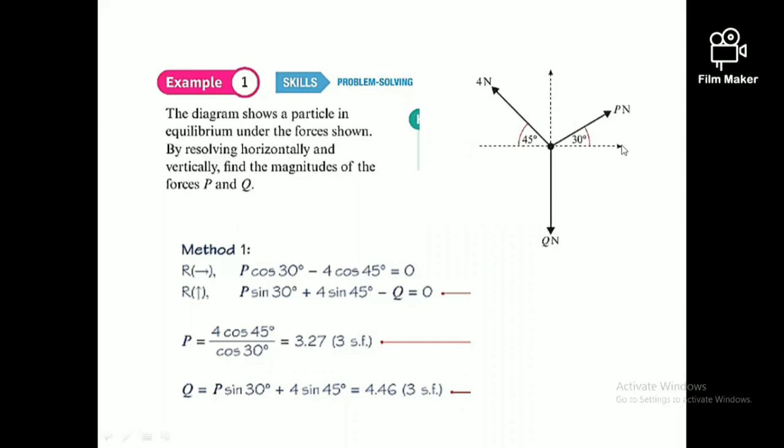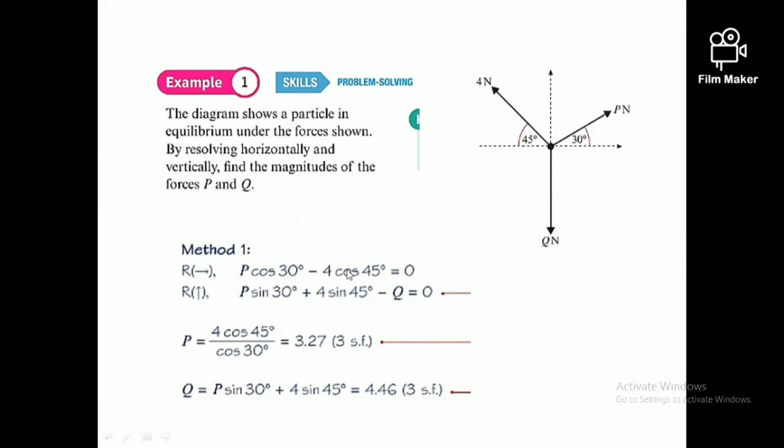Then if you consider the horizontal forces, what are they? This component and this component. There is no other involvement. You have to understand another concept: vertical forces do not involve horizontals, and horizontal forces do not involve verticals as components, right? Then the horizontal forces: P cos 30 minus 4 cos 45 equals 0.